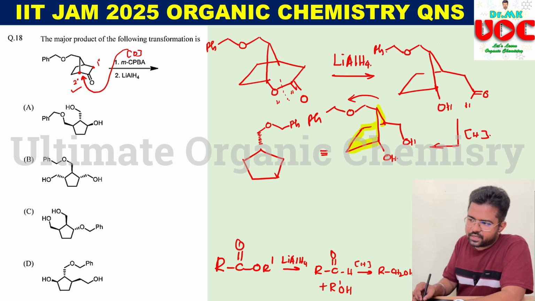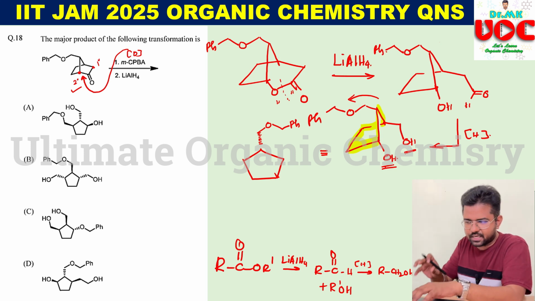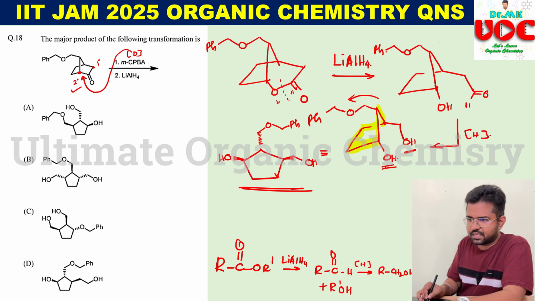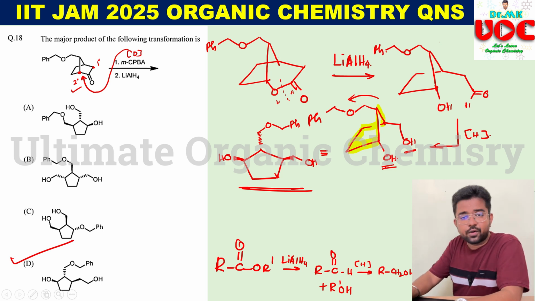Now, if you do the rotation in the anti-clockwise direction, this OH and this CH2OH will come above the plane. Able to understand now? Just do the rotation this way, and you can get the OH group above the plane, and the CH2OH group also will be present above the plane. If you look at this structure, it matches option D. We'll go to the next question.